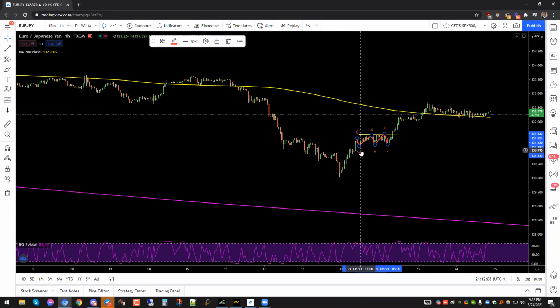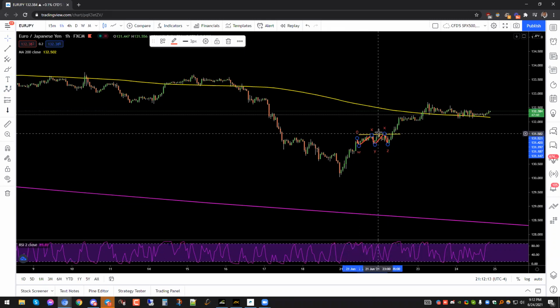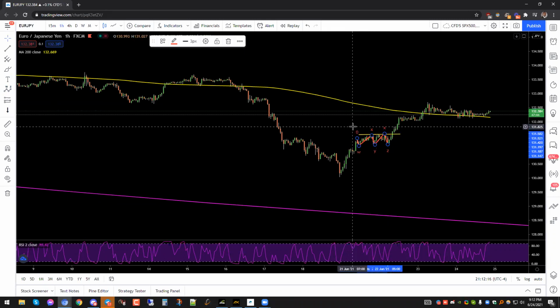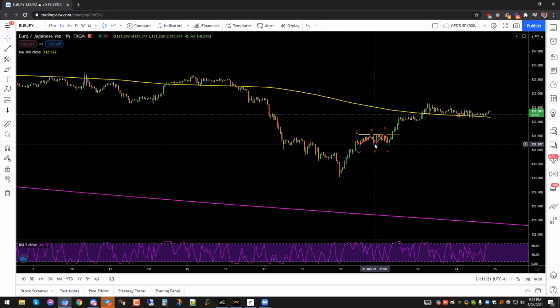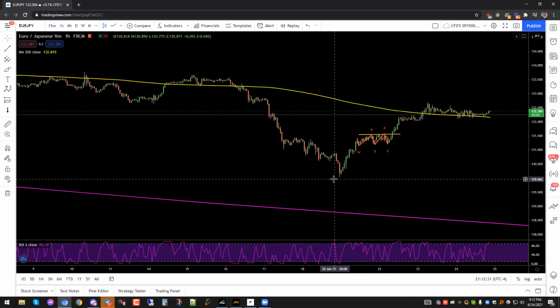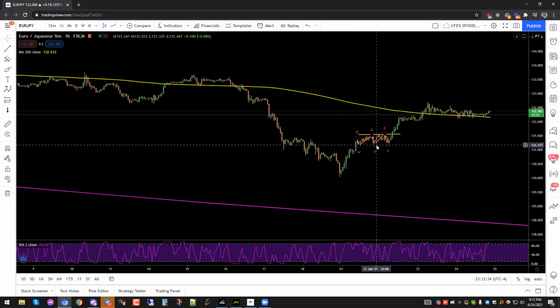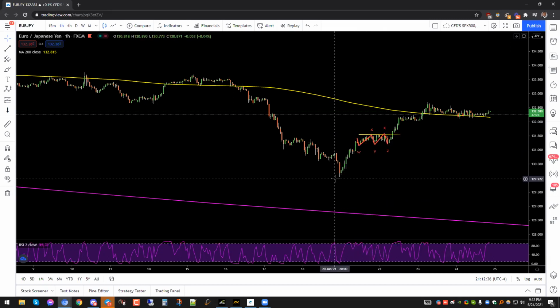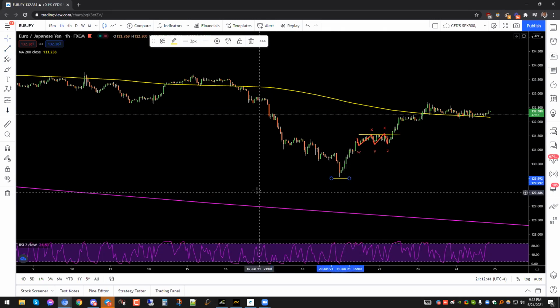Now, a lot of us are going to be looking at the completion of WXY and trying to go long at that point. Okay, so if you were looking to go long on the completion of WXY and you entered here at the end of the WXY correction, you would have to place your stop behind wave one. So your stop would have to go all the way down here. Okay, so that is where you'd have to place your stop, protect your stop behind the impulse of wave one.